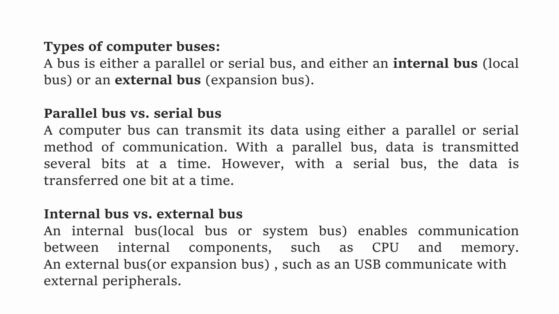And we're coming to the internal bus and the external bus. The internal bus is also named the local bus or system bus that enables communication between the internal components such as CPU and memory. An external bus or expansion bus, like USB, is an external bus that communicates with the external peripherals. And this is all about the internal and external bus.